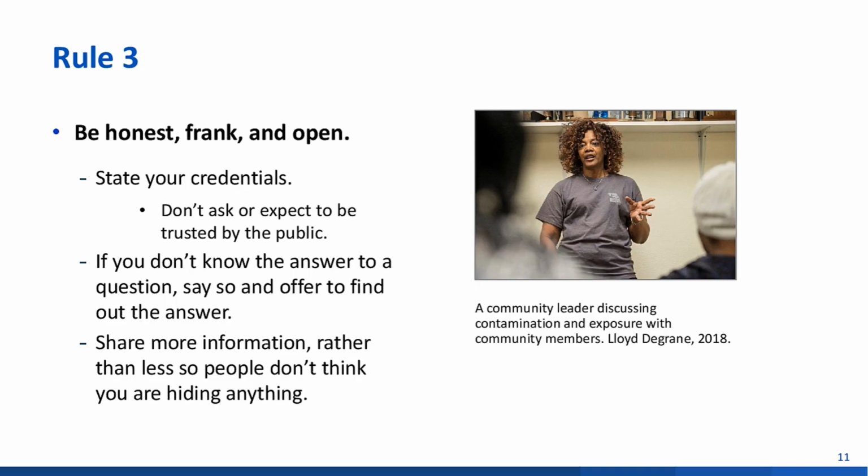In the photo image on the right, a community leader is discussing contamination and exposure with community members. This is risk communication. Sometimes we have weekly or monthly check-ins with the community affected by a site, including checking in with this community leader, which we have done for many years.